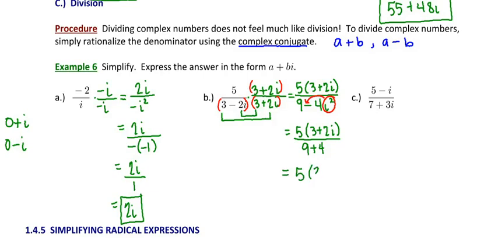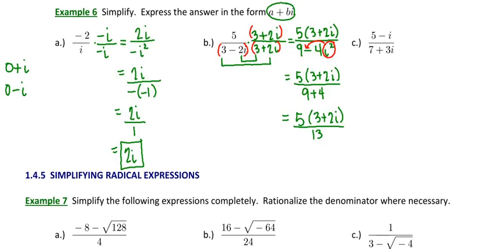So we have 5 times 3 plus 2i over 13. Now it's reduced, but it's not in that standard form a plus bi, so we have a little bit more work to do. So at this point, since there's no common factors between 5 and the denominator 13, I am going to go ahead and distribute and call it 15 plus 10i over 13.